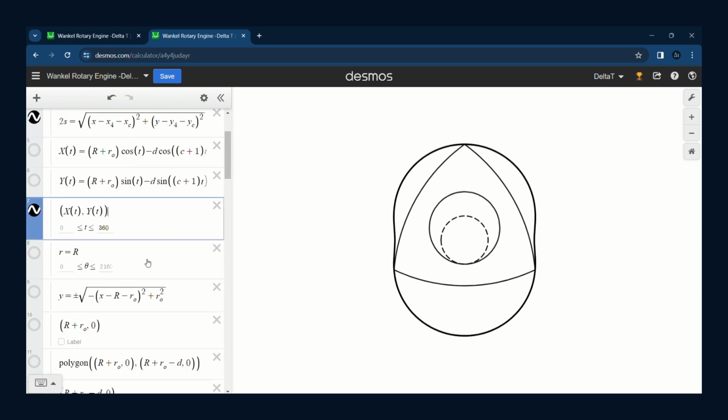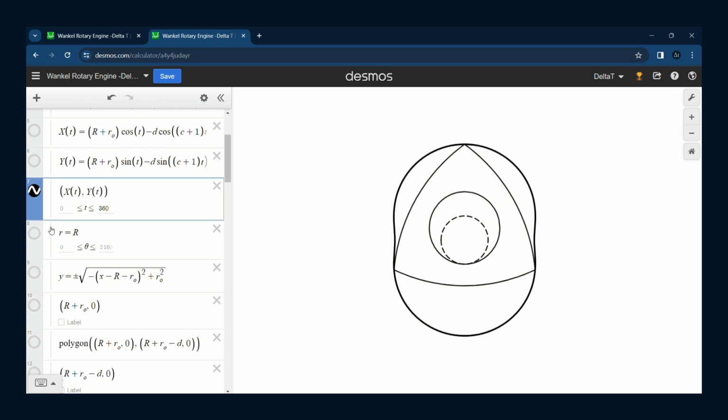And then this shape is what I called the engine housing, and this is a type of epitrochoid. An epitrochoid is made by getting a circle like this, or really any curve. In this case, it's a circle, and then you put a circle along its edge.